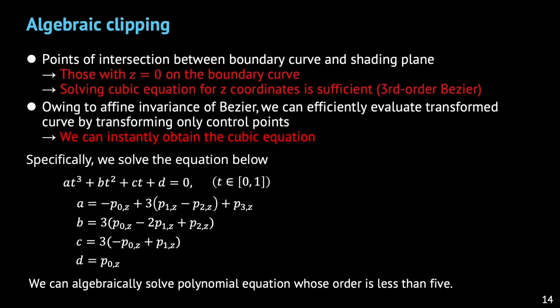In addition, owing to the affine invariance of Bézier curves, the curve after the inverse linear transformation can be immediately obtained by transforming only the control points of the curve. Therefore, the cubic equation we need to solve can also be evaluated immediately. Because we can algebraically solve the polynomial equation whose order is less than 5, we can use an algebraic formula to obtain the solutions.